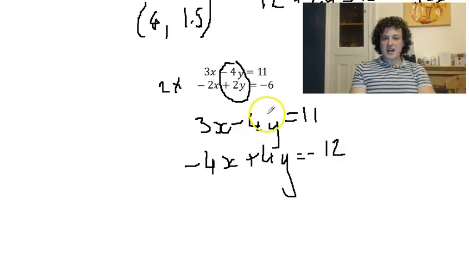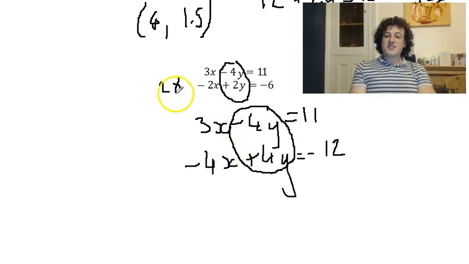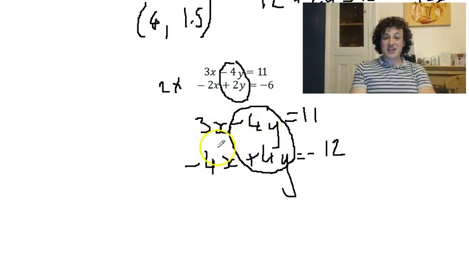Now, this time, the signs of the thing we're cancelling, which again is y, are different. So before, if the signs were the same, we subtracted. Well, we're not going to do that now. This time, the signs are different, so we're going to add. We just do the opposite. So we're going to add them together. Now be careful, because we're actually going to make a mistake with the negative signs if we're not careful.